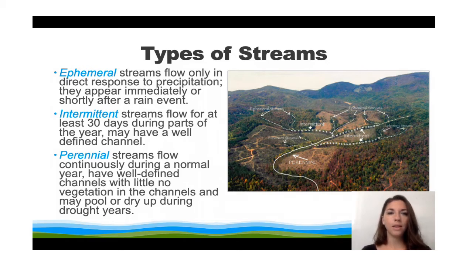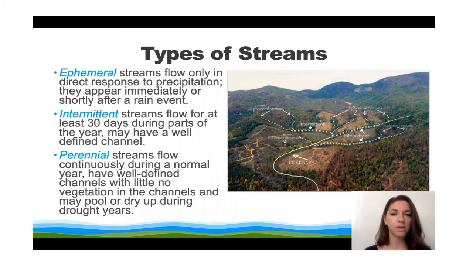So we can think of streams in a couple different ways. There's stream orders, but we can also think about how frequently water flows in streams. So ephemeral streams flow only in direct response to precipitation. They may not be there all year round, but they'll appear immediately after a storm rain event. Those intermittent streams, a little bit lower down in the watershed, flow for at least 30 days during parts of the year, and they may have a pretty well-defined channel, so a little more visible.